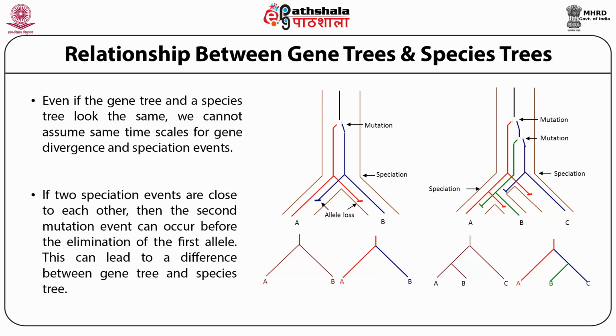So you have a mutation event, and before the mutant allele is either selected or eliminated, we have a second mutation, after which a speciation process takes place. The result is that we have different gene trees and species trees. The sequences are not able to give enough information to correspond a gene tree with a species tree. Such a difference is very common in molecular phylogeny.